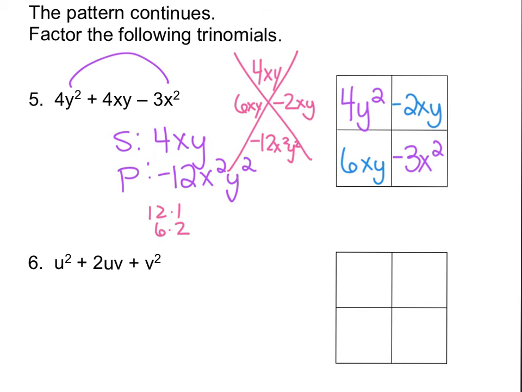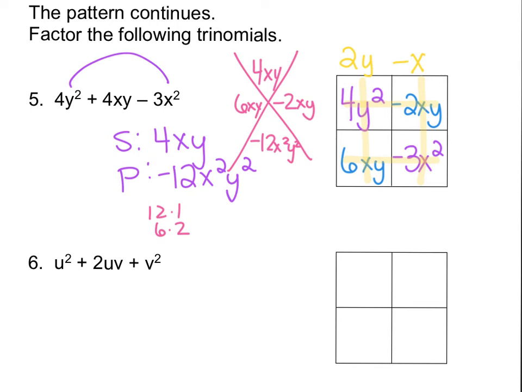So I still column factor. The 4 and the 6 have a 2 in common. The y squared and y have a y in common, and there's no x in common on that one. So on the second part, I am going to bring out that negative. 2 and 3 don't have anything but a 1 in common. X and x squared have an x in common, and they do not have a y in common. So I'm going to do the same thing, this way.